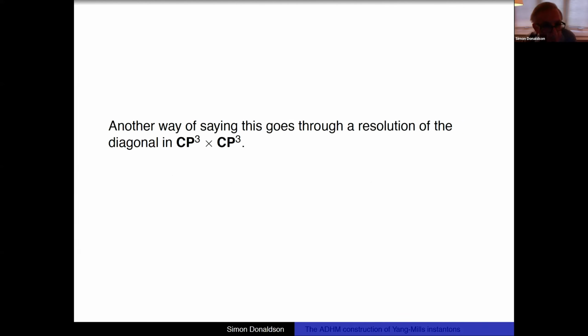So another way of saying the last part, when we let X vary, is that we should really work not on CP3, but on the product CP3 times CP3, and then rather than working with a resolution of the ideal sheaf of a point, we should work with the resolution of the diagonal in CP3 times CP3, and that does everything in one blow, but with a more complicated notation.